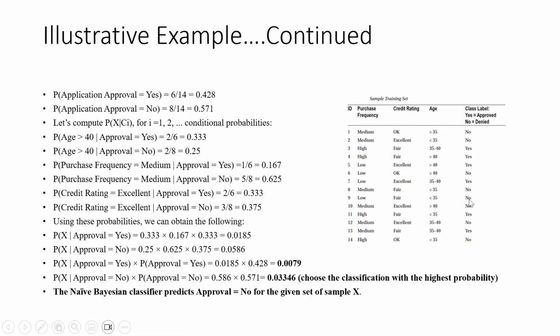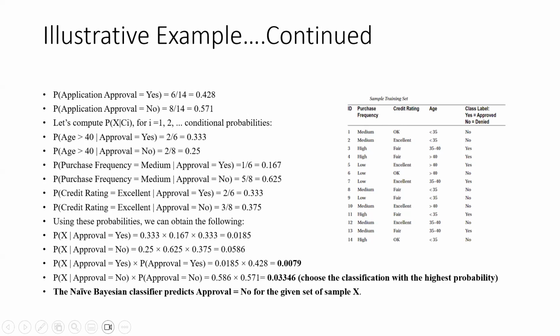So first of all, let's determine the probability that the approval is yes. The probability that the approval is yes, you count as 6, isn't it? Will be 6 over 14, is it not? Yes. Okay, so we'll get 0.428. So we have our first classification, the probability for the first classification.